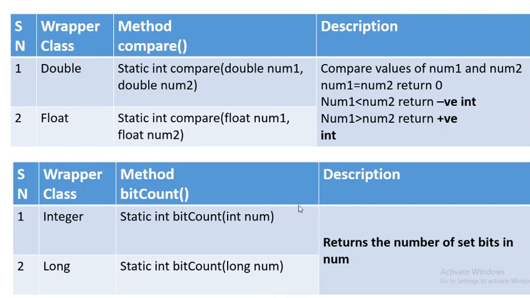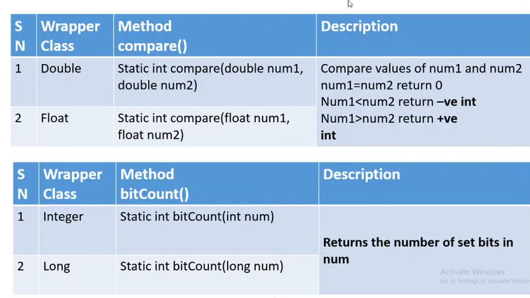Next, method name is compare. This compare method is available in double as well as in float wrapper class. So how to use this method? See, static int compare. If you are using this method compare in a wrapper class, first thing, this method is a static method. So to call a static method, what is required? You require the name of the class, not the object name. So it is called a class method.